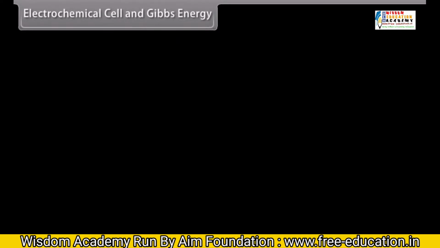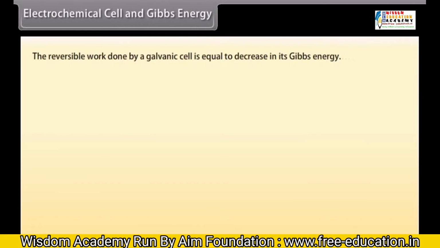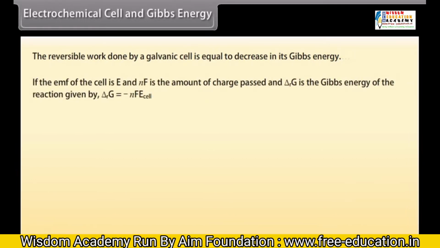Electrochemical cell and Gibbs energy. The reversible work done by a galvanic cell is equal to the decrease in its Gibbs energy. If the EMF of the cell is E and nF is the amount of charge passed, and delta rG is the Gibbs energy of the reaction, then delta rG is equal to minus nF E cell.